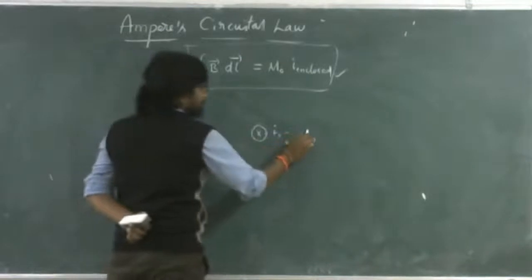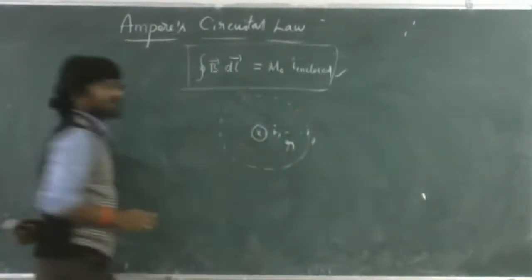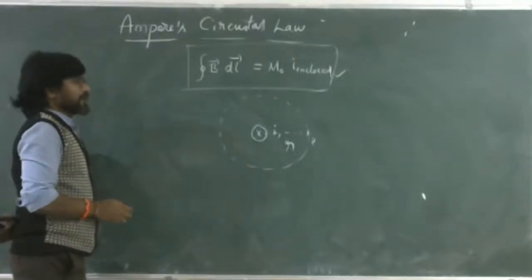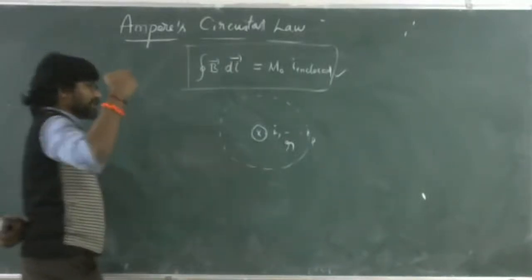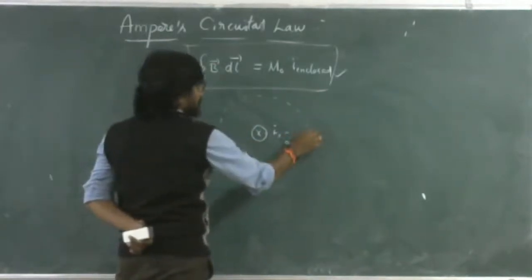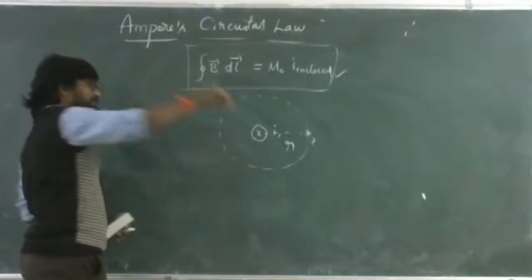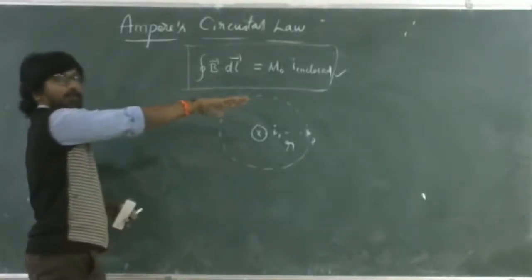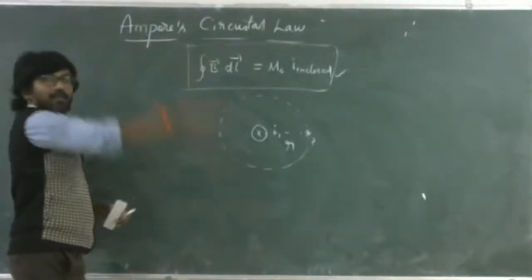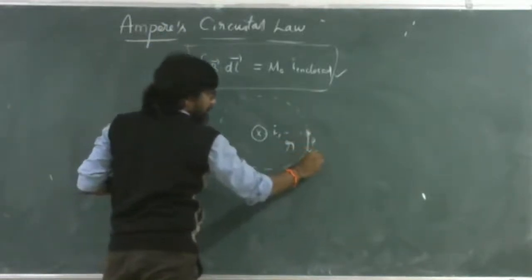we have to construct a closed loop. If current is going in at this point, the magnetic field will be according to the right hand thumb rule: you stretch the thumb in the direction of current, curl the fingers, and the fingers give the direction of magnetic field. Here this will be the direction of magnetic field.